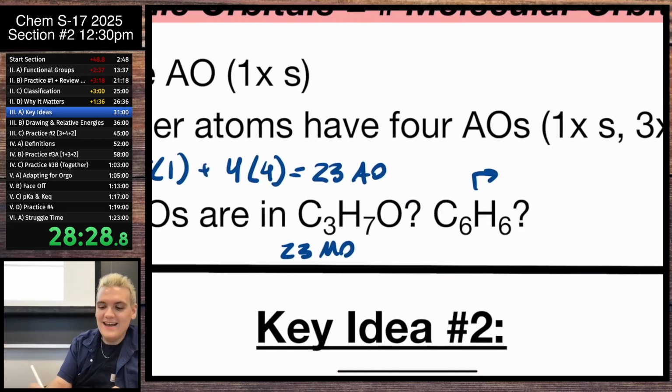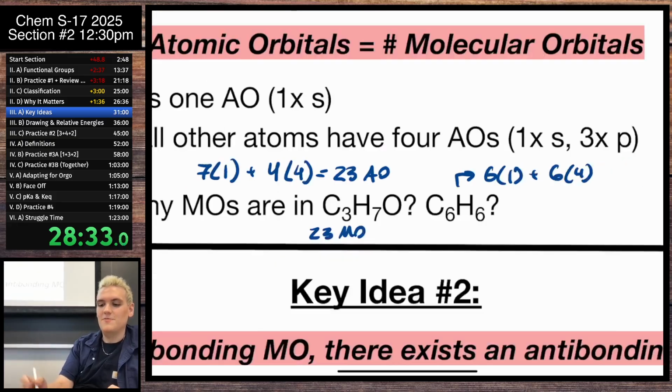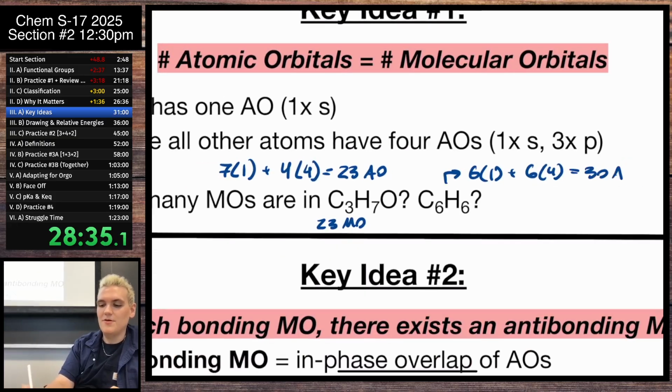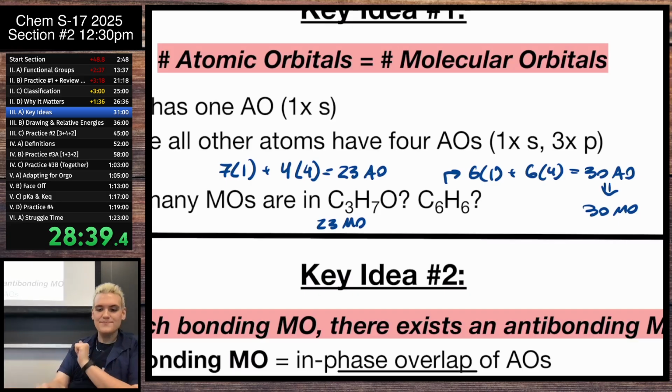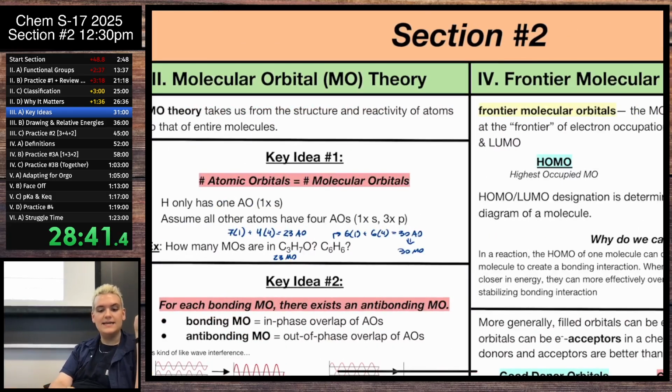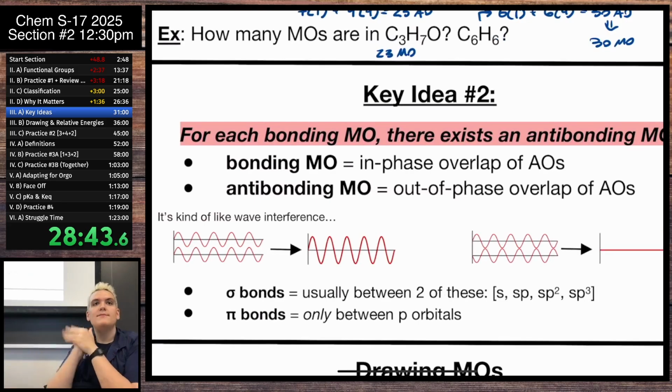Okay. So we had 6 times 1 plus 6 times 4. So 24 plus 6. 30 atomic orbitals, 30 molecular orbitals. So that's the first key idea. The second key idea is that for each bonding molecular orbital that we have, there exists an anti-bonding molecular orbital.